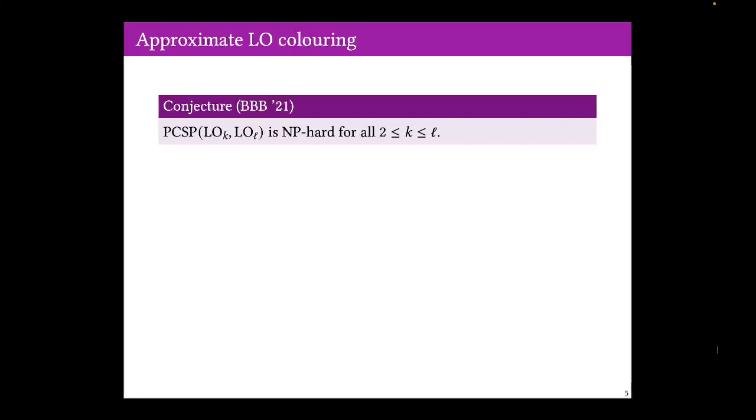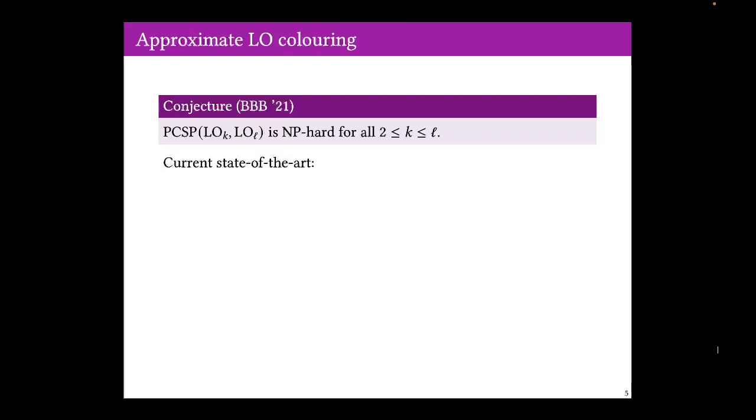So let's consider approximate LO coloring, approximate linearly ordered coloring, as a good qualitative approximation version of 1-in-3 SAT. It was conjectured by Barto, Battistelli, and Berg that for any constants k and l, the PCSP of LO_k versus LO_l is NP-hard. Spelled out, given an instance of LO coloring that's satisfiable, that is, a set of triples where I can assign a color from 0 up to k minus 1 to every variable, such that every triple has a unique maximum, it turns out to be NP-hard to find such an assignment using l colors, for constant l, no matter how large l is relative to k.